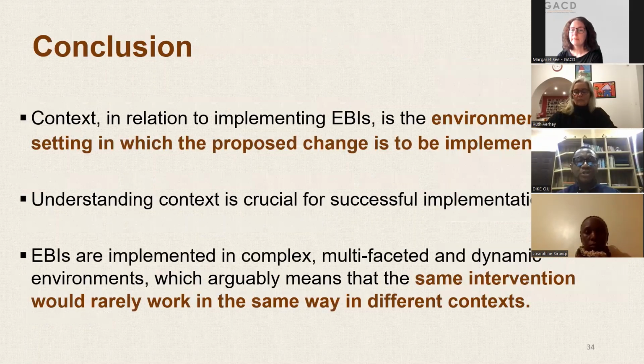So in conclusion, we know that context in relation to implementing evidence-based interventions is the environment or setting in which you propose changes to be implemented. Understanding context is crucial for successful implementation. Evidence-based interventions are implemented in complex, as we have heard earlier, multifaceted and dynamic environments, which arguably means that the same intervention would rarely work in the same way in different contexts. Next slide.